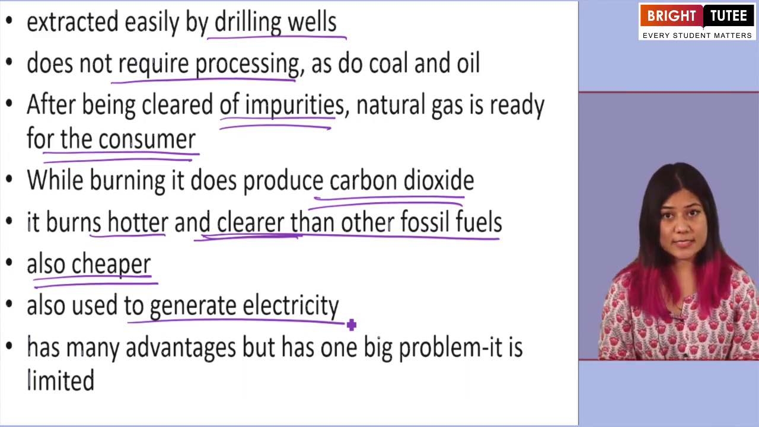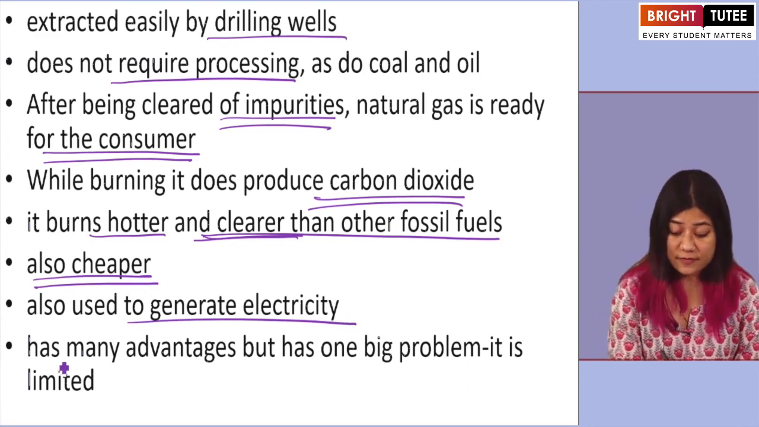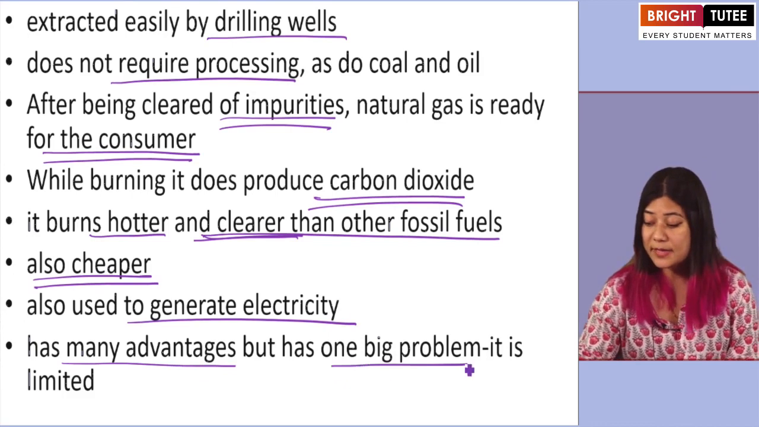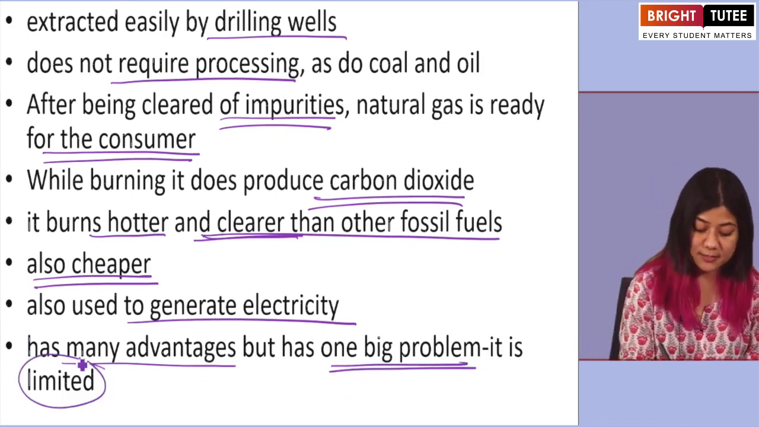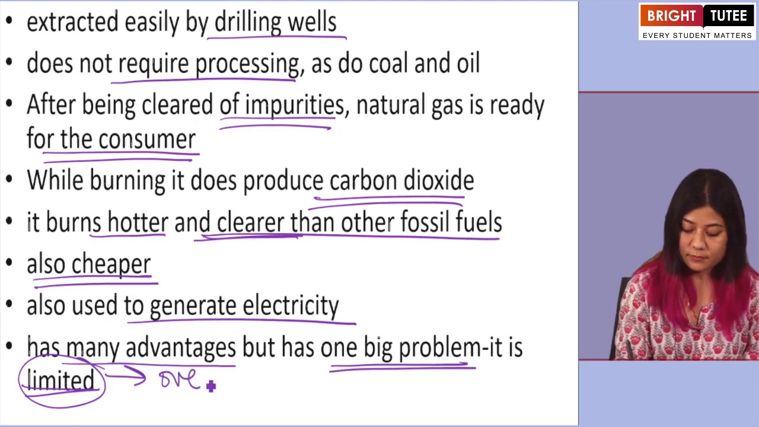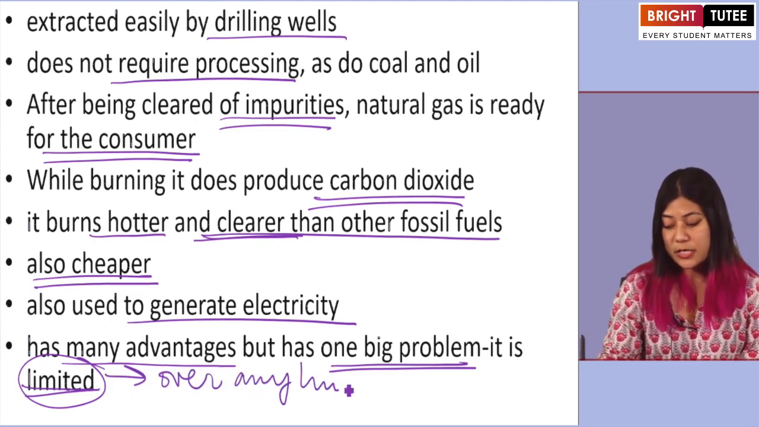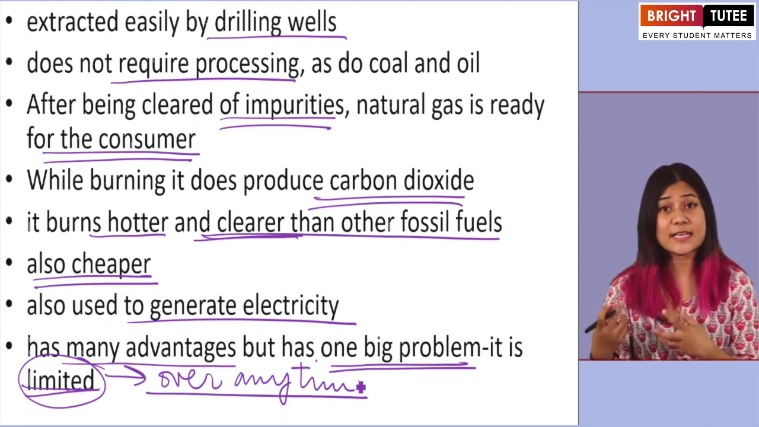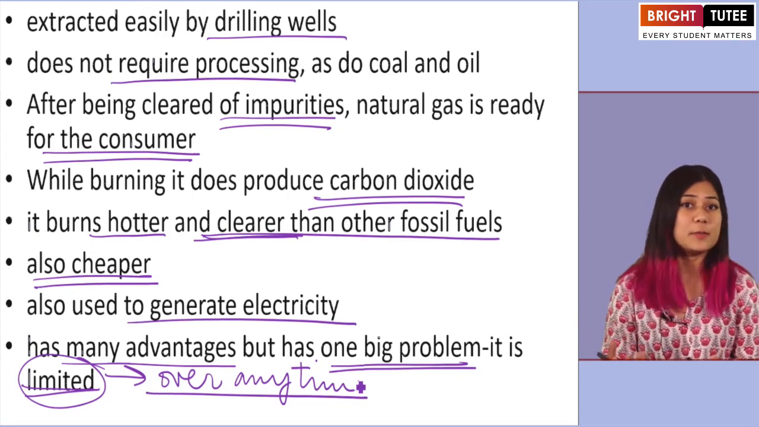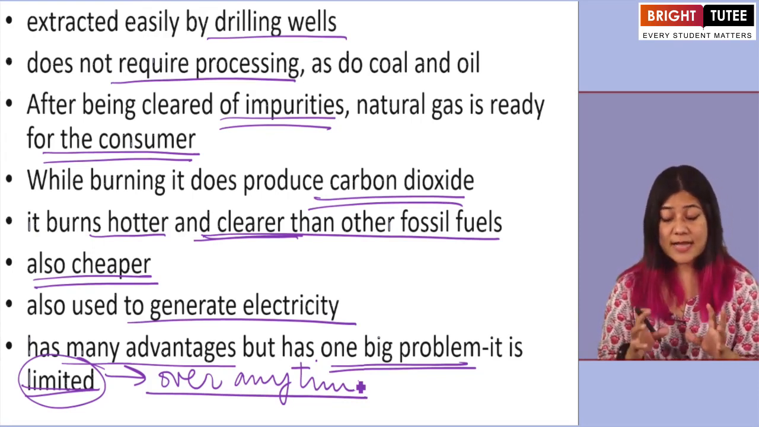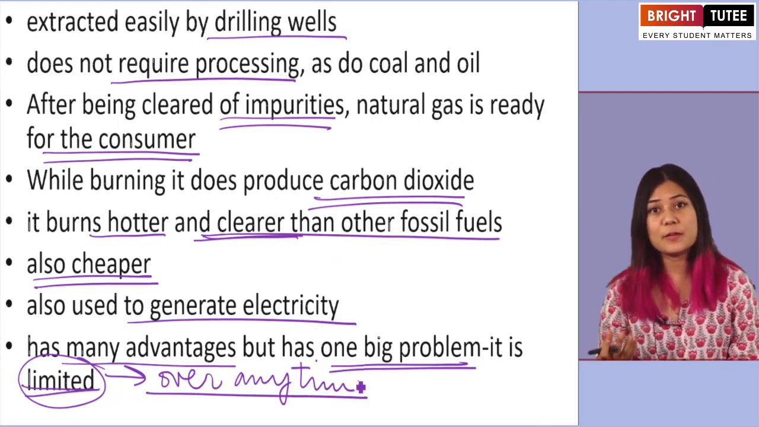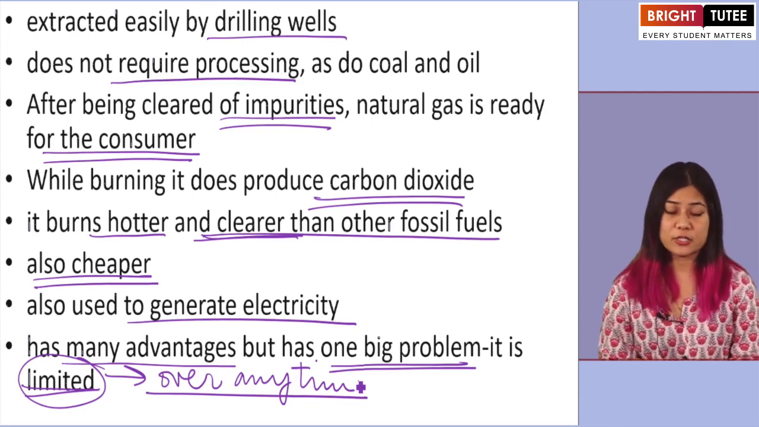So as we can see, natural gas has many advantages, right? It can be used for a variety of purposes, but it has one big problem, and that is that it is limited. It can be over anytime if we keep on overusing it. If this resource gets exhausted, it will just be over and not be available to us. So that is the biggest problem that we have to face when it comes to the availability or usage of natural gas.